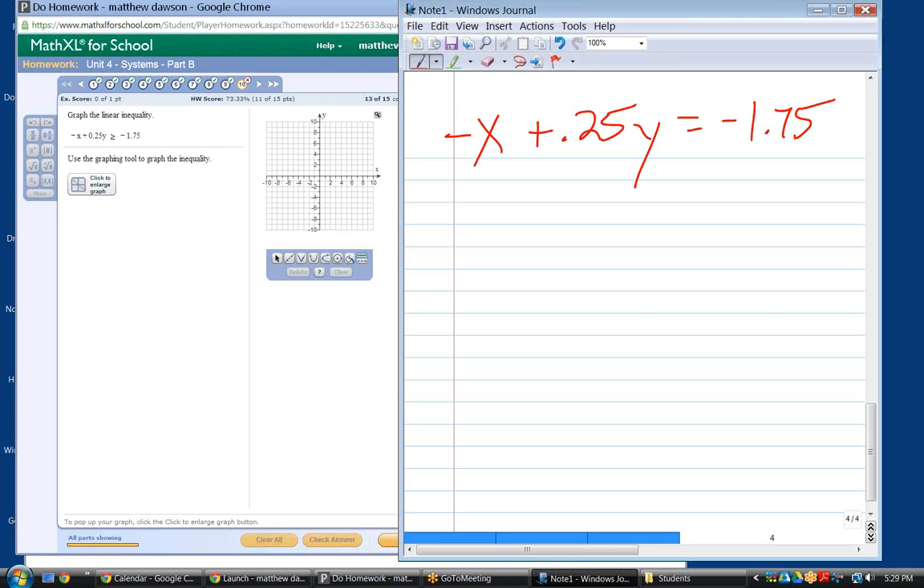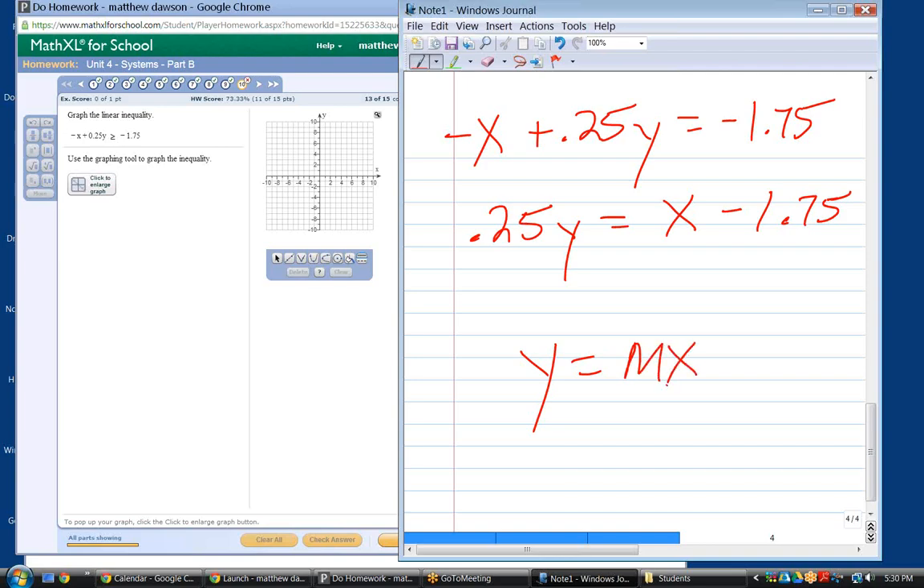Trying to get y all by itself on the left side of the equation. Okay, so then you would add x to it. So I end up with 0.25y equals x minus 1.75. And I put the x in front because, remember, I'm trying to get to this format, y equals mx plus b. If I can get to this format, I know how to graph it.